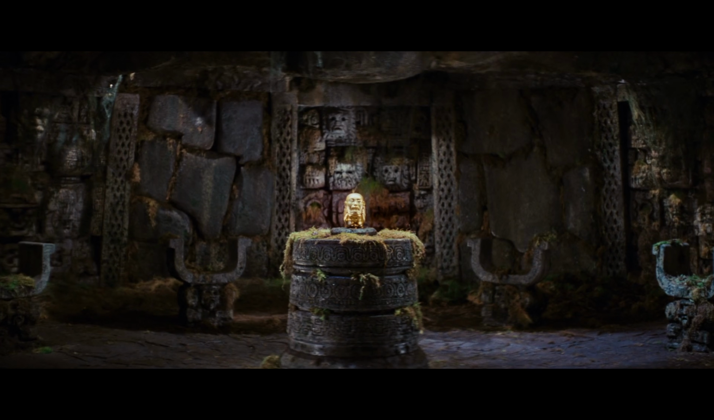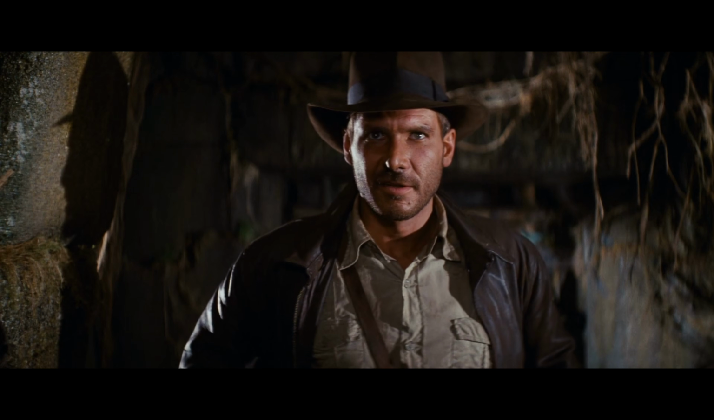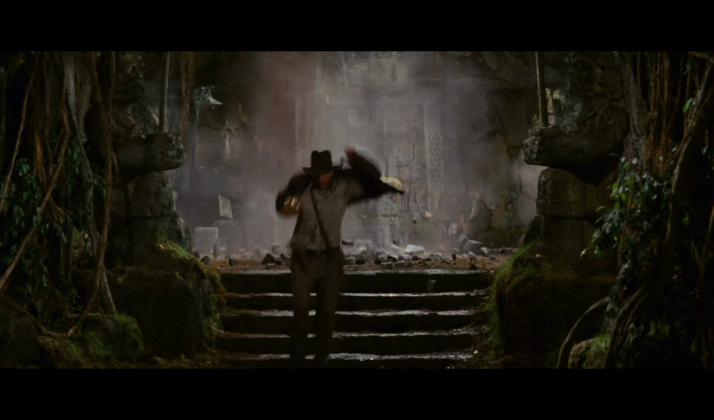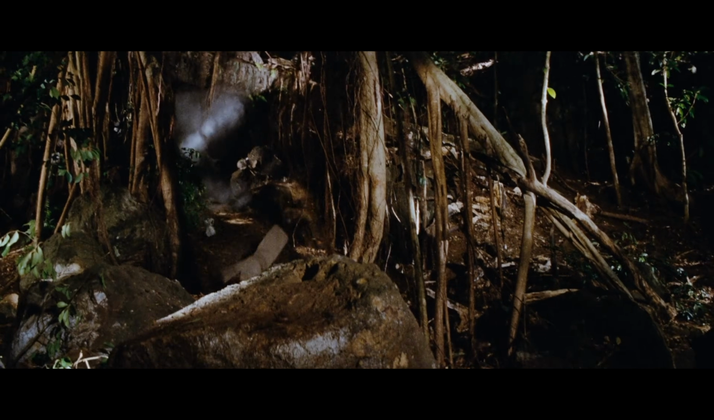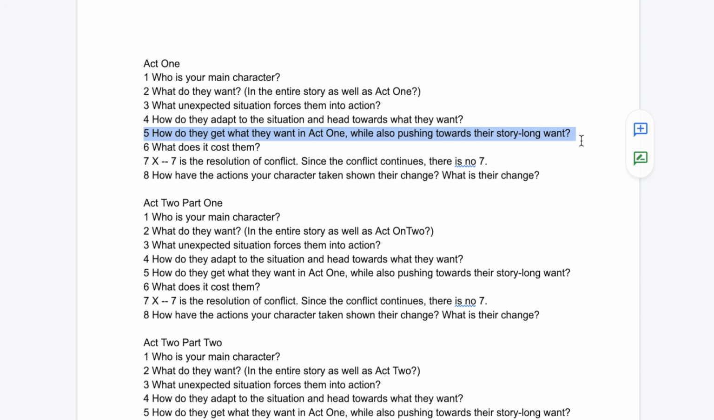Pretty simple. For example, with Indiana Jones, he wants the golden idol. And how does he adapt to that? Well, he goes into the temple, encounters the booby traps, which would be 3, and then gets through the booby traps, which would be adapting to the situation, and then gets what he wanted. So how do they get what they want in Act 1 while also pushing towards their story-long want? What does it cost them?